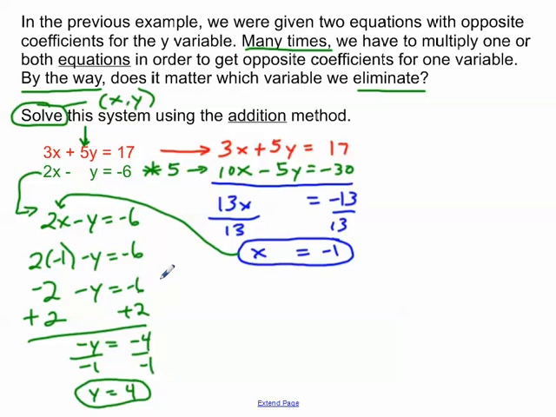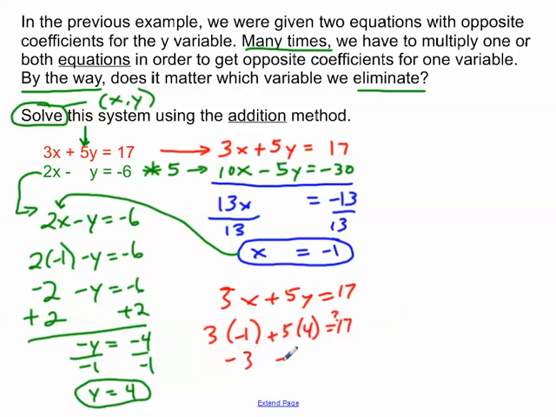But now in order to really double check, we should just double check. Let's start with 3x plus 5y equals 17, substitute in x and y. 3 times negative 1 plus 5 times 4 equals 17 with a question mark. Negative 3 plus 20 equals question mark 17. 17 equals 17. Sure enough, that checks out.